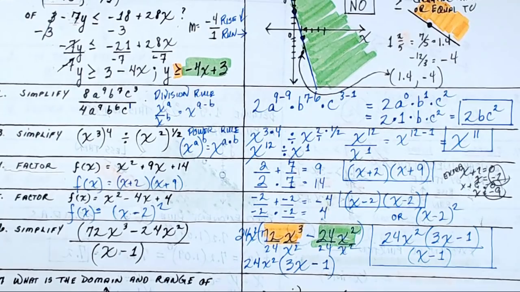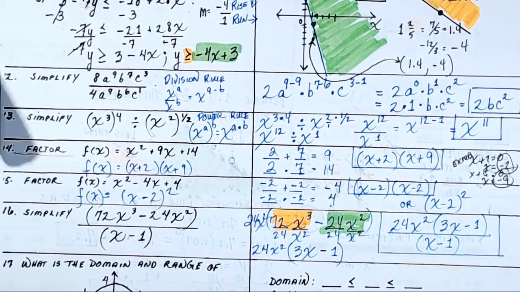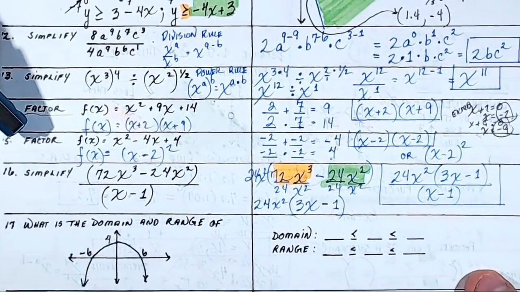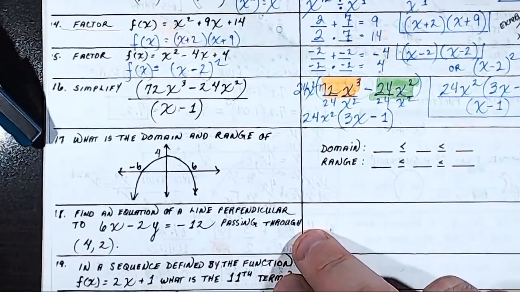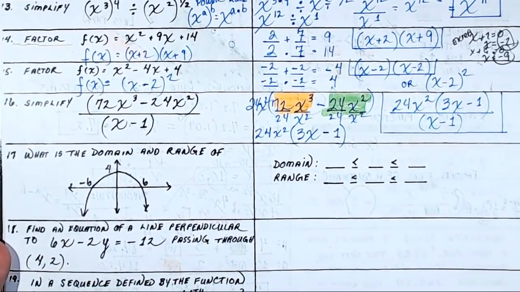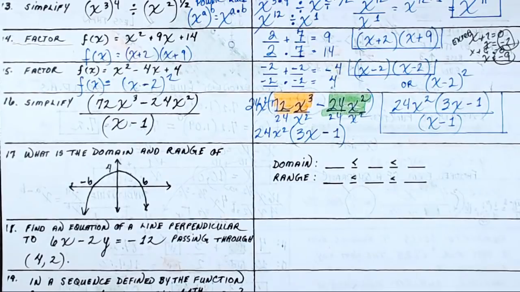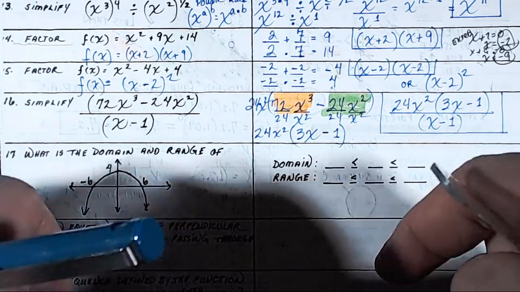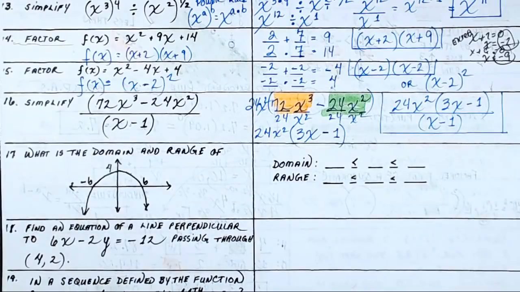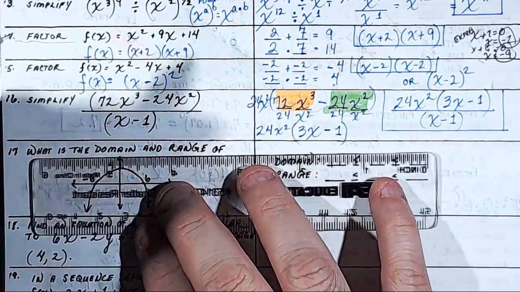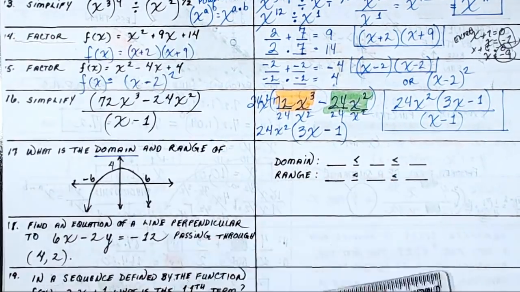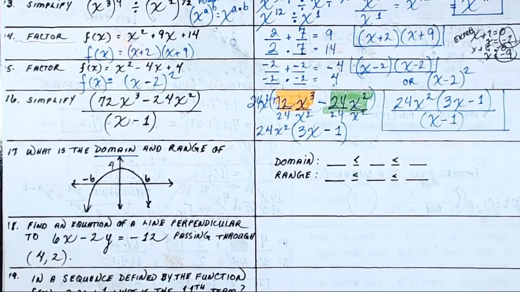All right, on to number 17. What is the domain and range of this negative sloping quadratic function? Okay, so it's pointing down. And the thing is, and this is just something we're going to have to learn, the domain for a quadratic function is infinite in both directions.